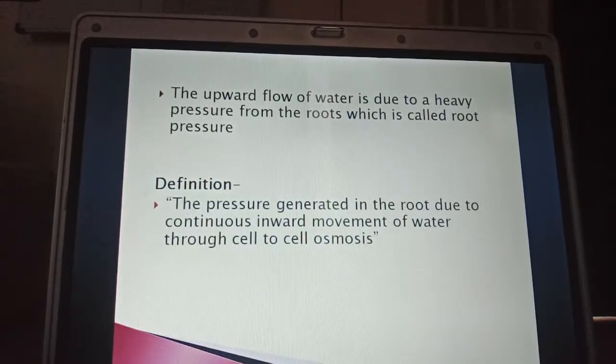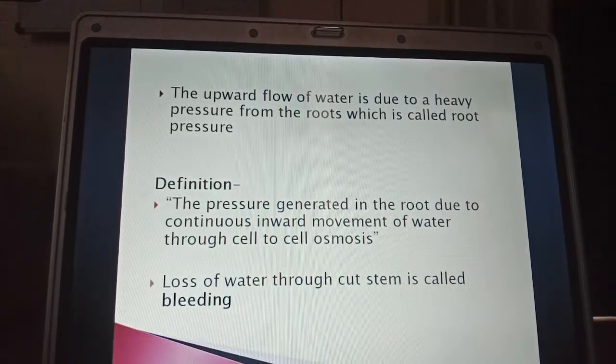The pressure generated in the root due to continuous inward movement of water through cell to cell osmosis. Loss of water through a cut stem is called bleeding. When any part of the plant is cut, we will find the cell sap oozing out. Sometimes the latex oozes out. That is termed as bleeding.